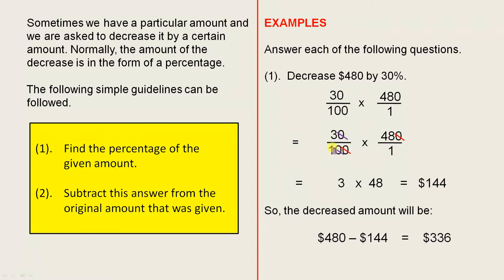We can do it again. Cross off 1 zero from the denominator, 1 zero from the numerator. You've divided top and bottom by 10. So what are we left with? A 3 and a 48, a 1 and a 1. So that's 3 times 48, because they're the numbers in the numerator, and that gives us $144. So the decreased amount will be $480 minus $144, and that gives us $336.